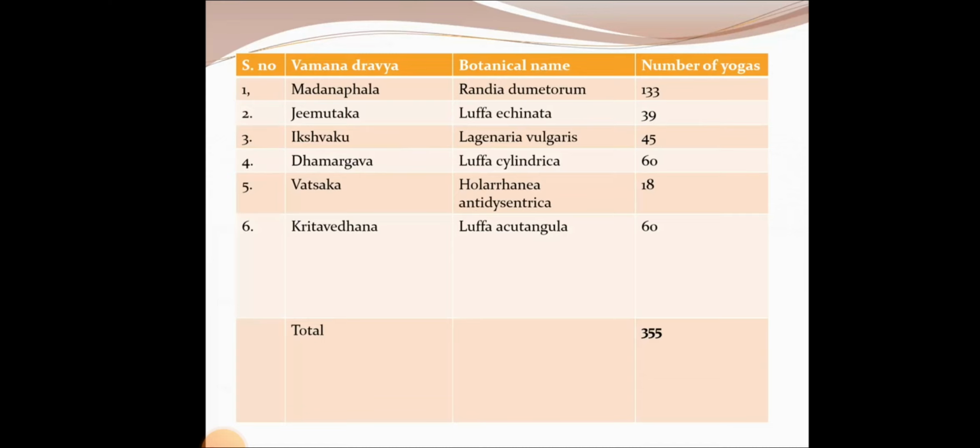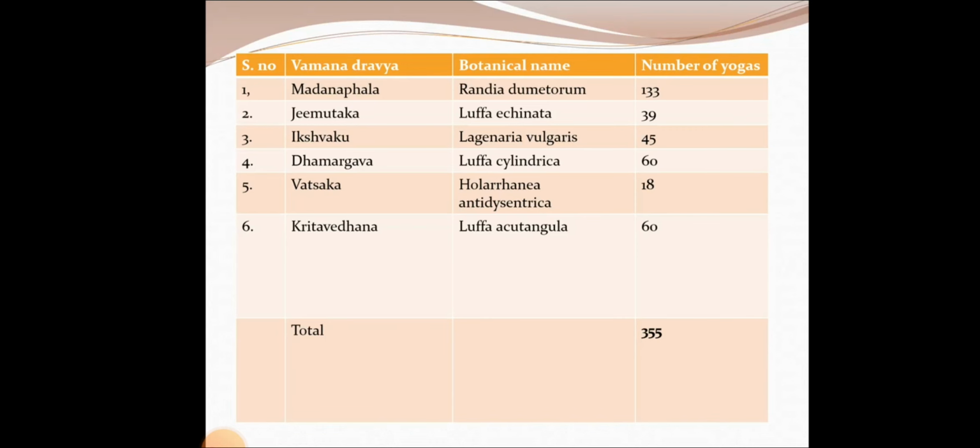Madana Phala, the botanical name is Randia dumetorum. Number of yogas mentioned is 133. Jimutaka, Luffa echinata, 39 yogas are mentioned. Ikshvaku, Lagenaria vulgaris, 45 yogas. Dhamargava, Luffa cylindrica, 60 yogas. Vatsaka, Holarrhena antidysenterica, 18 yogas. Kritavedana, Luffa acutangula, 60 yogas. Total 355 Vamana yogas are mentioned. You must learn this table, the number of yogas and all.